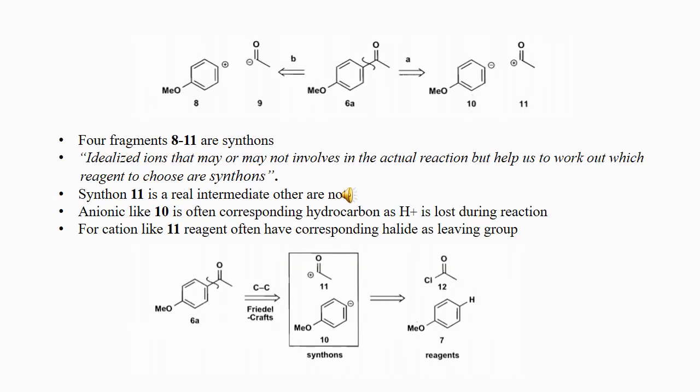So now if we logically disconnect 6A, there can be two types of synthons. In one type, disconnection A, from 6A, 10 and 11 have been produced, and in the other one, disconnection B, from 6A, two synthons 8 and 9 can be imagined. The word imagined or suggested would be better rather than produced. So what are actually synthons? Synthons are idealized ions that may or may not be involved in the actual reaction, but they actually help us to work out which reagent to choose for the synthesis.